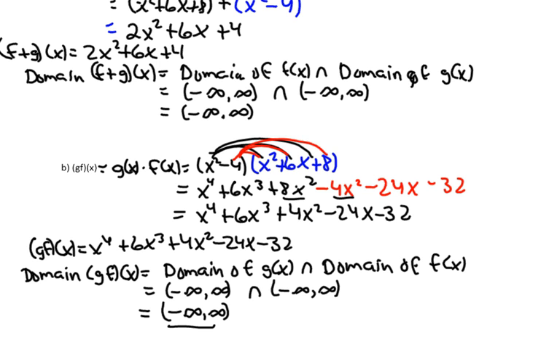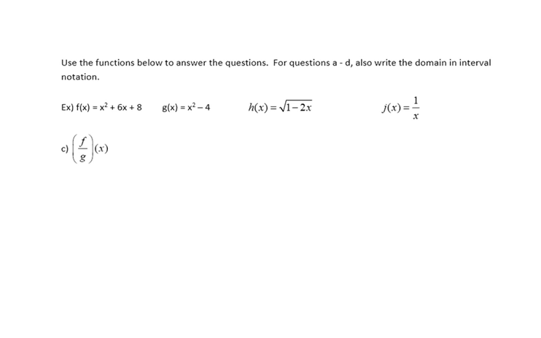All right, so let's go to the next page then. Again, we're going to use the same functions from the previous page. Okay. Now, we're going to do a division problem. Well, that's the same thing as f of x divided by g of x. So again, we'll do f of x is x squared plus 6x plus 8. And on the bottom, we'll do x squared minus 4.